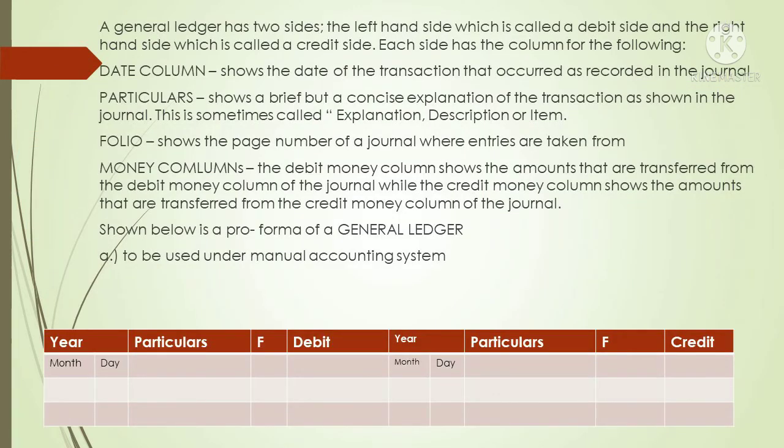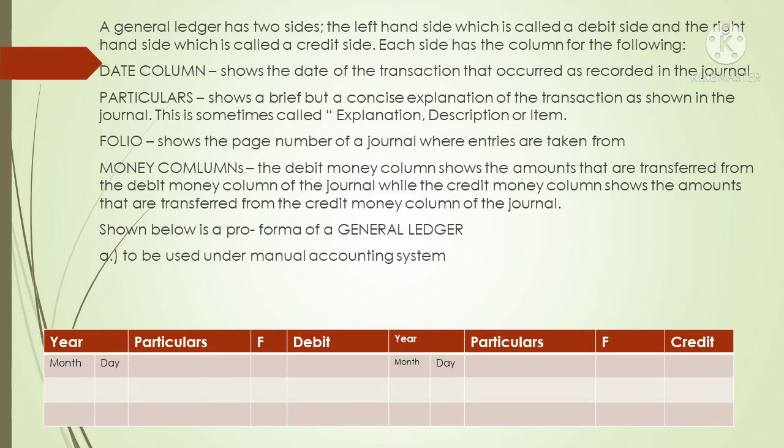Okay, a general ledger has two sides, the left-hand side, which is called a debit side, and the right-hand side, which is called a credit side. Each side has the column for the following. So there's a date column that shows the date of the transactions that occurred as recorded in the journal. No, so ang pag-record gikan sa iyang source, gikan sa iyang book of original entry, which is the journals, kung unsay entry dito niya ang date niya, dapat mao pud ang iyang date diri sa general ledger nga imong gamiton nga date.